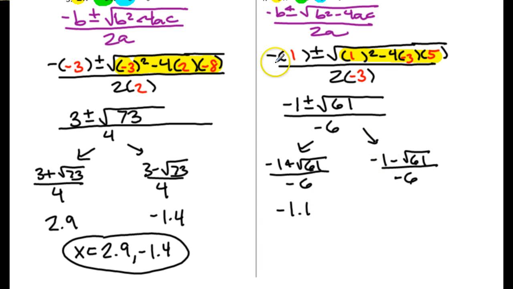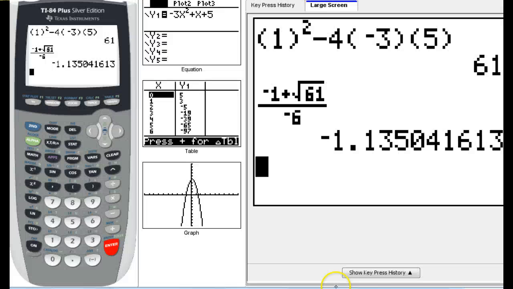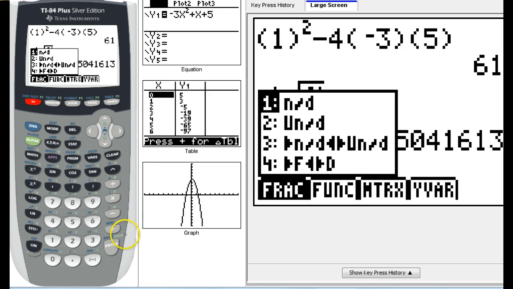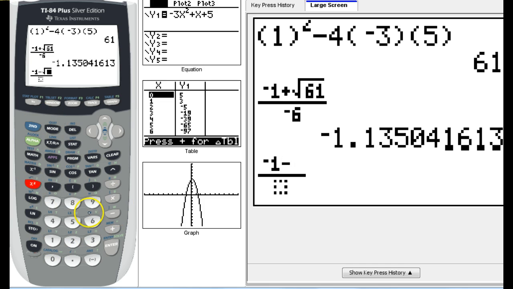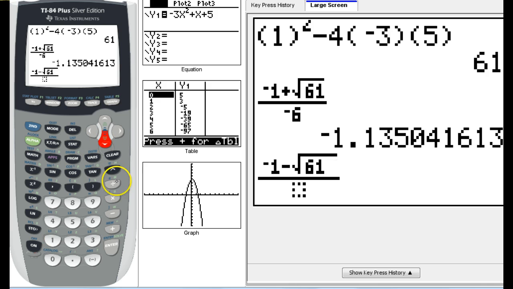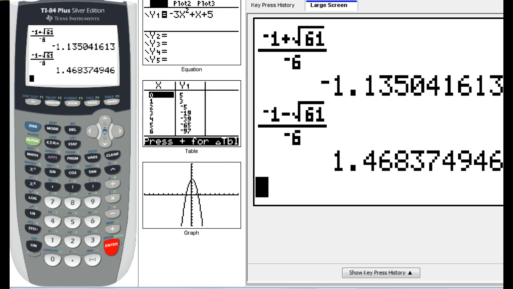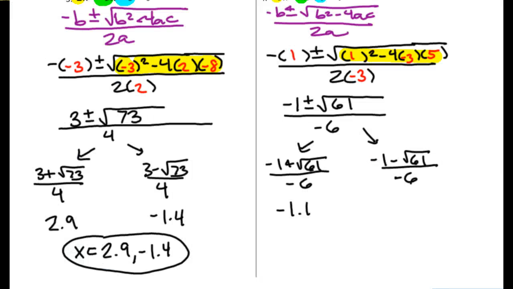And let's go type in this one. Alright, get our fraction again. Alpha y. Enter our number 1. Alright, so now we're going to type in negative 1. Now it's minus square root of 61. And the bottom, go down, is just negative 6. Hit our enter. 1.468. We're going to round it to here. Look at the neighbor. This number 6 tells you to round this up. If the next number is 5 or higher, you always make this go up. So that'll be 1.5.